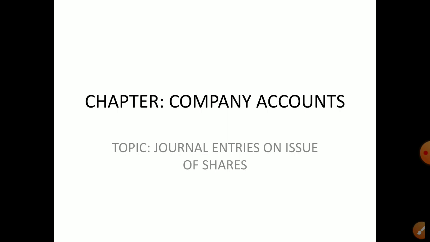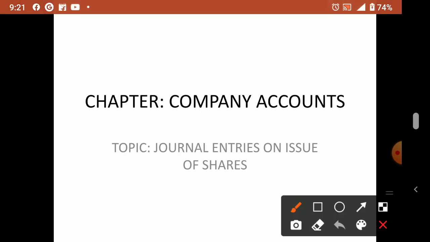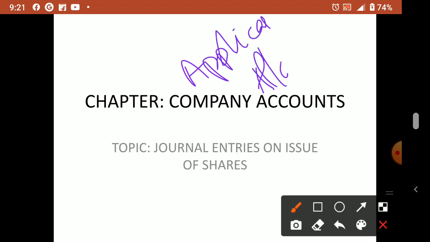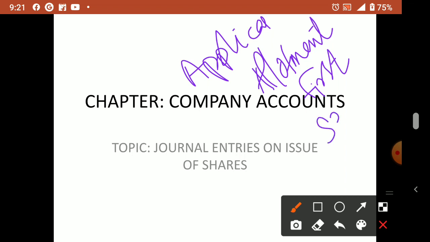There will be mainly different stages. First will be the application stage. Then after receiving the application, to those applicants only they make allotment. After that they can keep the first call. They can keep either a first and final call, or after the first call one more call, a second call. This is optional. First call they can make, or first and final, or first call separate, second call separate. Like that, four installments maximum a company can maintain.